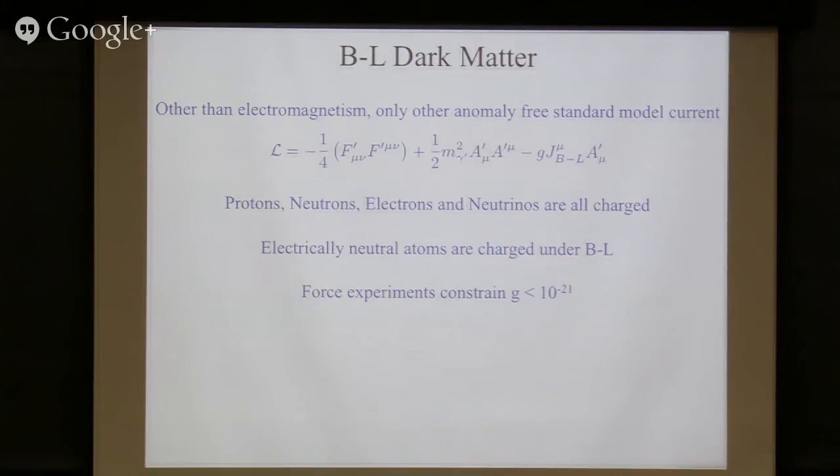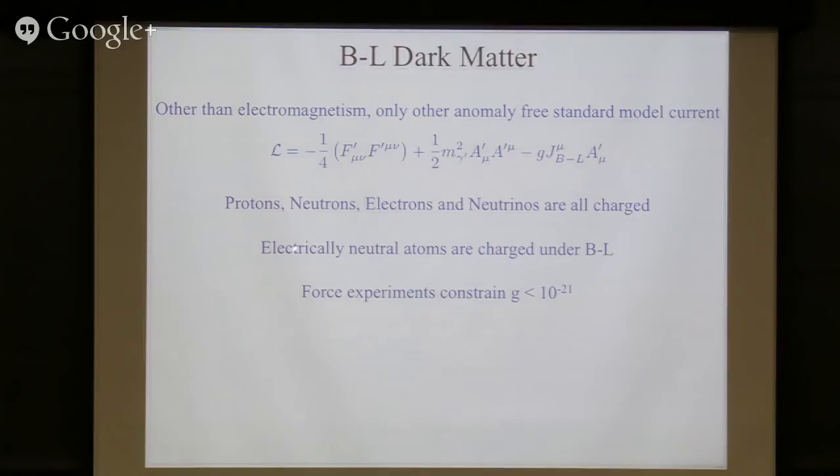As I said, other than electromagnetism, this is the only other anomaly-free combination in the standard model. And this guy looks a lot like the dark photon. There's some kinetic term, there's some mass, but it couples directly to charge. Every standard model particle has a charge under it. Protons, neutrons, electrons, and neutrinos are all charged under it. So that's how it's different from electromagnetism.